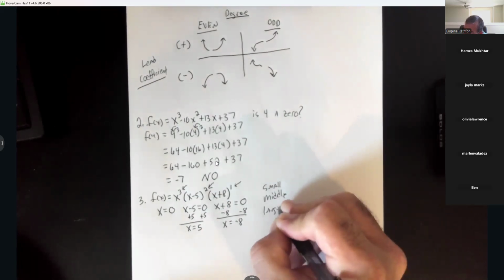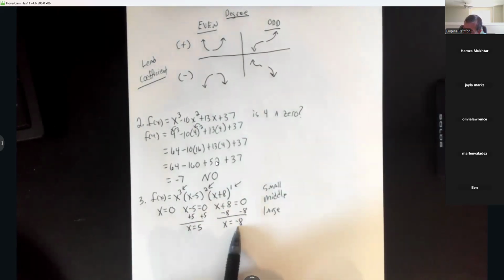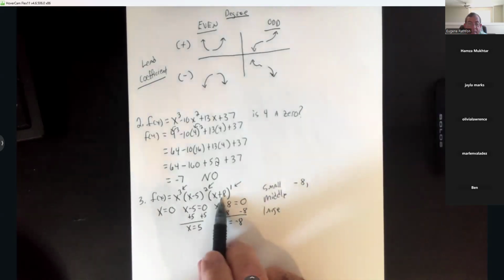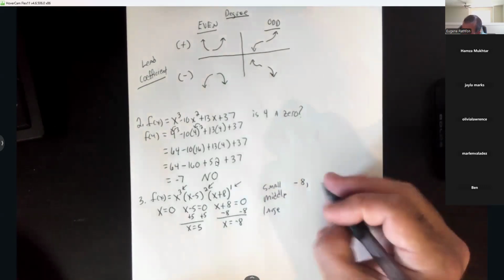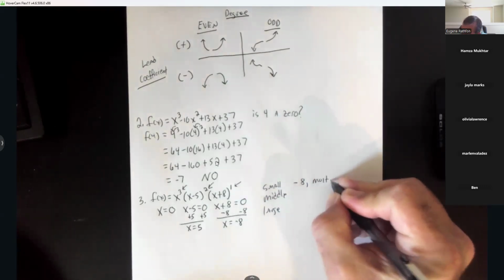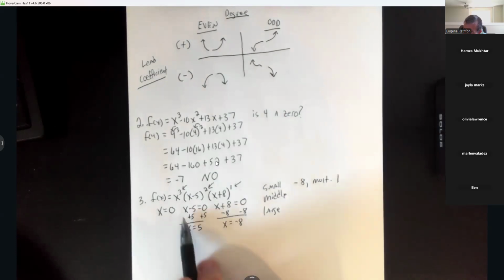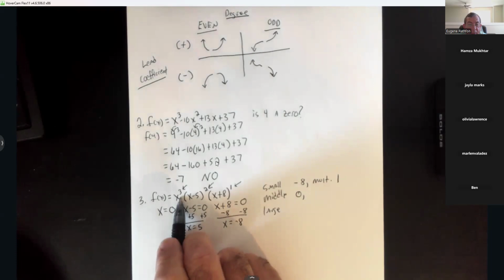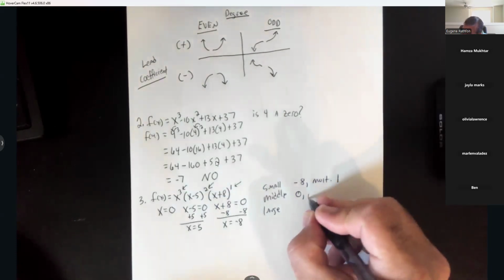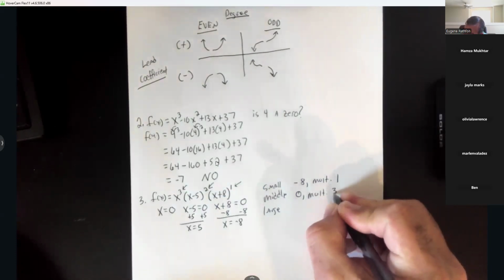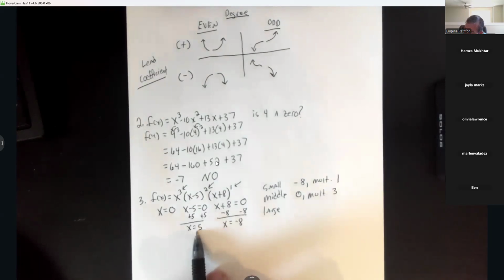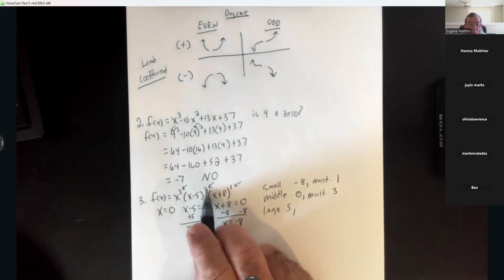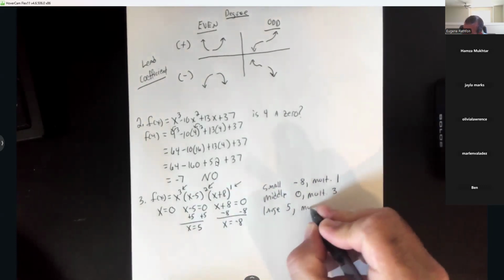So we got the smallest, middle, and largest. So the smallest zero is negative 8. And that negative 8 came from the last factor, which had a multiplicity of 1. The middle one would be 0. It came from the first factor, which had a multiplicity of 3. And then my largest zero would be the 5. It came from the second factor, which had a multiplicity of 2.